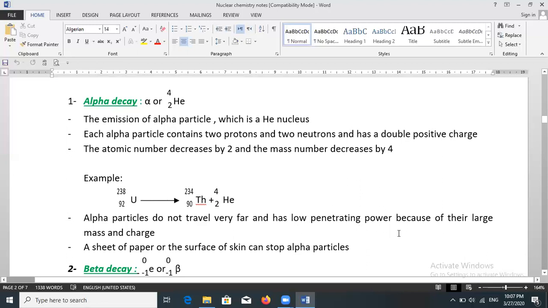When something has low penetration power, it becomes less dangerous, as a sheet of paper or skin can stop these radiations. Okay, thank you so much.